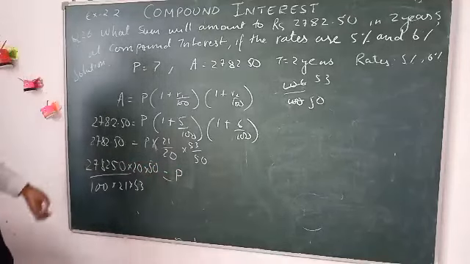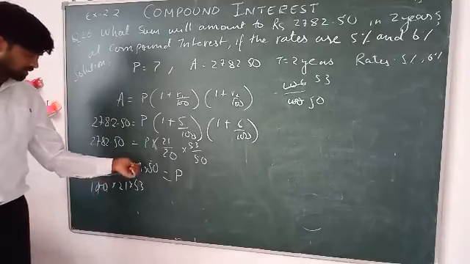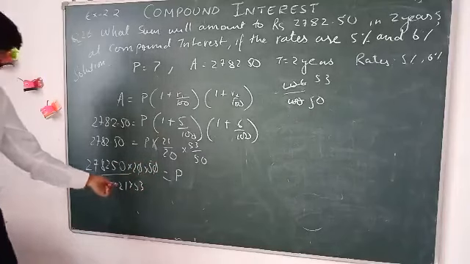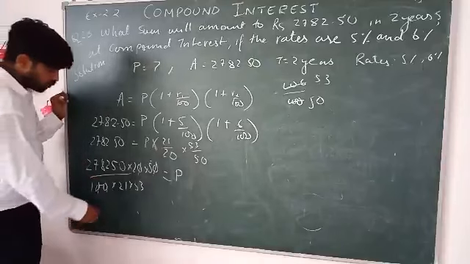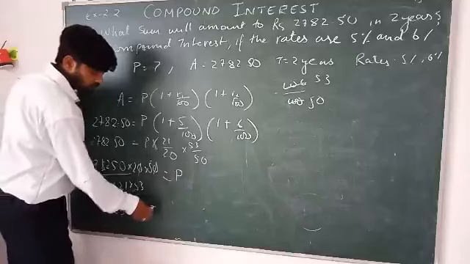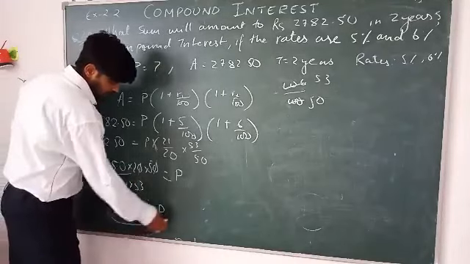Now you can cancel out whatever you want. You guys can cancel out this, this, and then this 0 and this 0. You'll be amazed to see that 21 and 53 can divide this, and your answer will be 2500. What is principal? If you cancel this out, you'll get that principal is 2500.